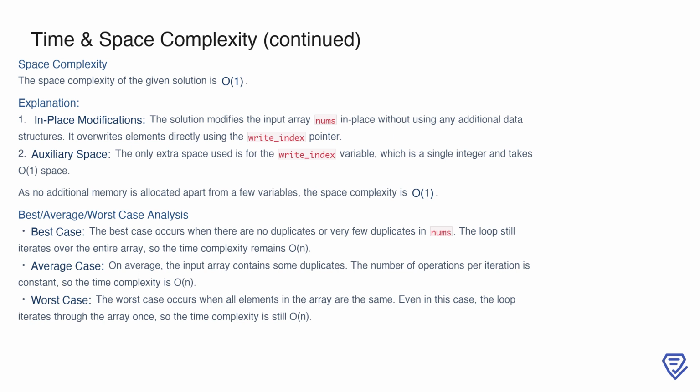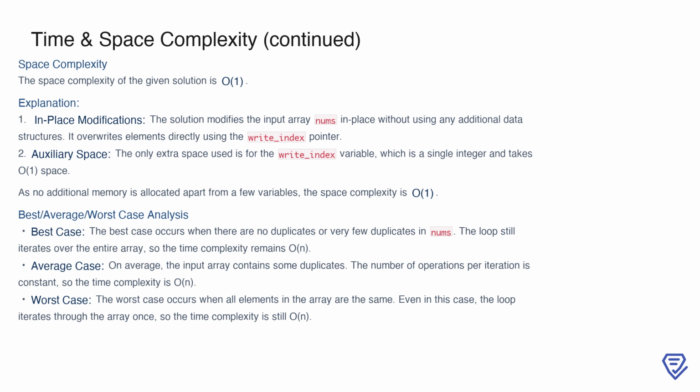The space complexity of the solution is O(1). This is because the algorithm modifies the input array nums in place, meaning it does not use any additional data structures to store results. Instead, it relies on the right_index pointer to manage the array modifications. The only extra space required is for a few variables, such as right_index, which is a single integer and thus takes constant space. Since no memory usage scales with the size of the array, the space complexity remains O(1).